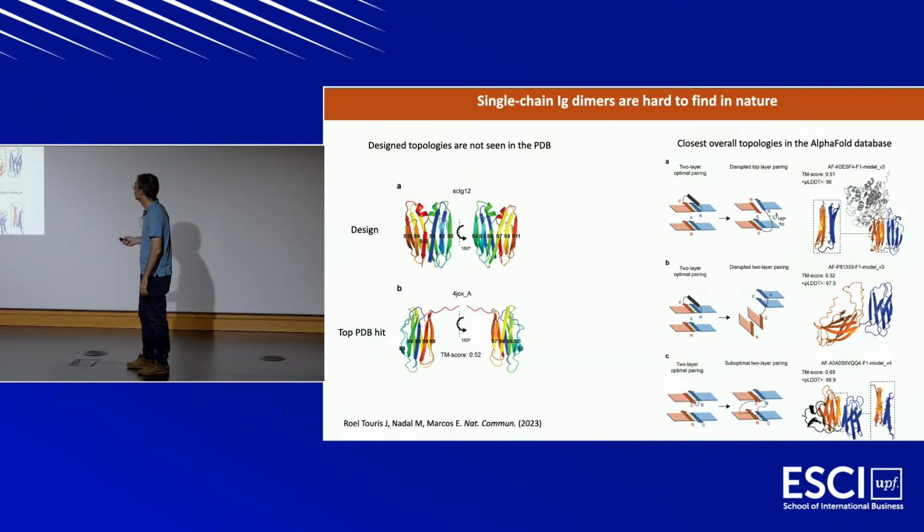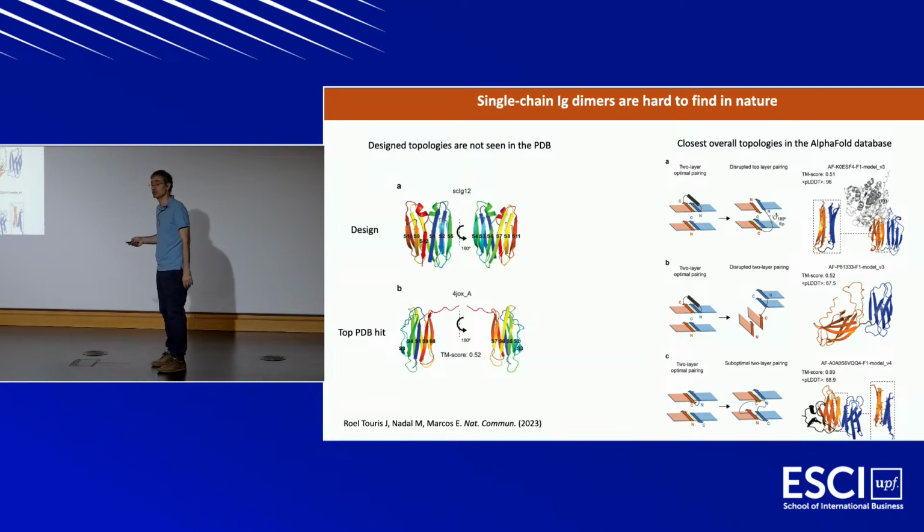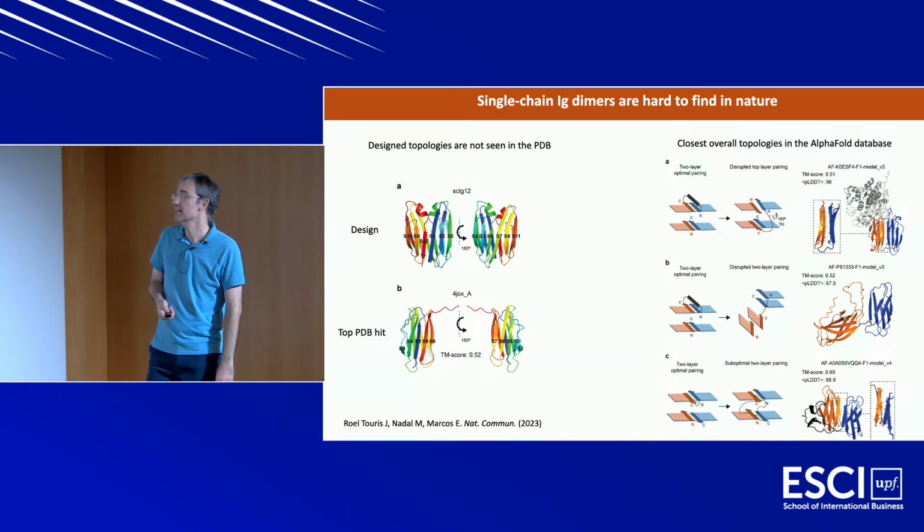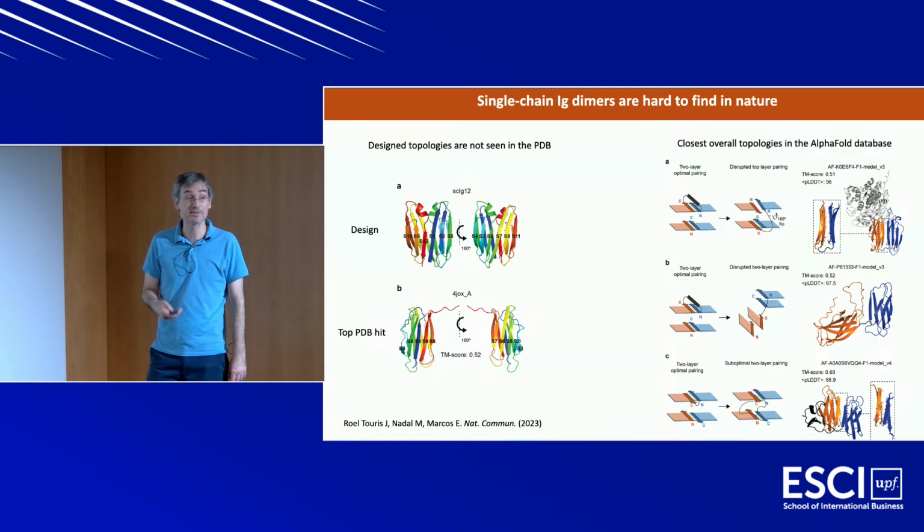But it turns out that we cannot find anything similar either in the PDB or in the AlphaFold database. We can find partial similarities in some of the domains, but the overall arrangement and having this continuous hydrogen bonding pairing and so on, it's very hard to see in nature. So in a way, we managed to create something that has never been seen in nature and has very, very good properties.